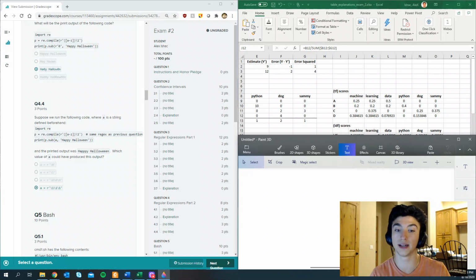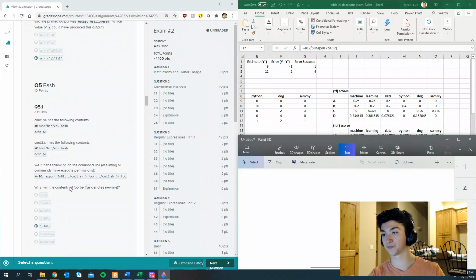So with 3 \1s, we are looking for a character repeated twice, and replacing it with the same character repeated 3 times, which matches what we have in this case for what we pass as Happy Halloween and what we have here. So the correct answer is A, B, C, D.